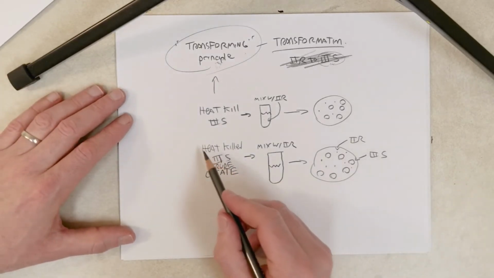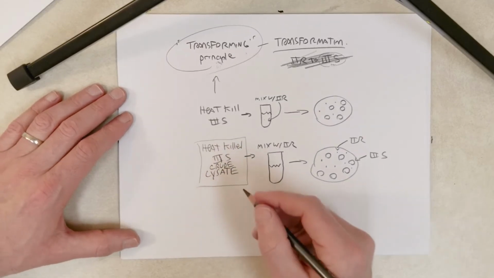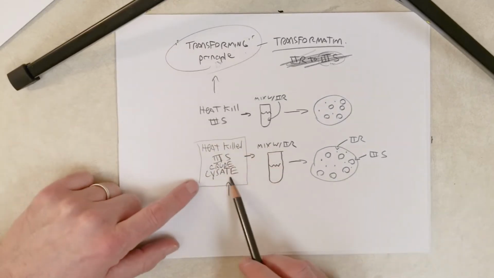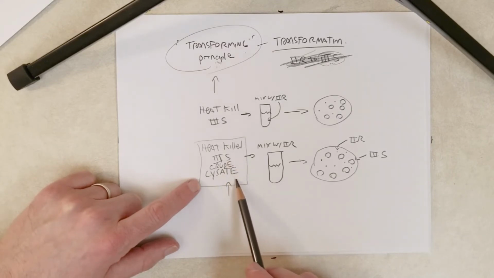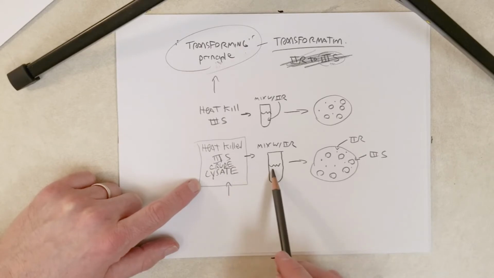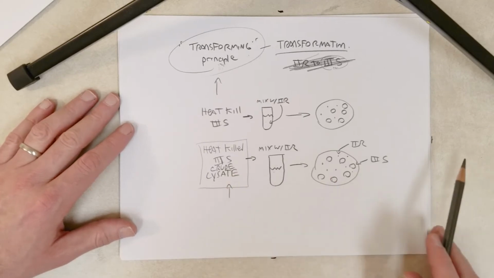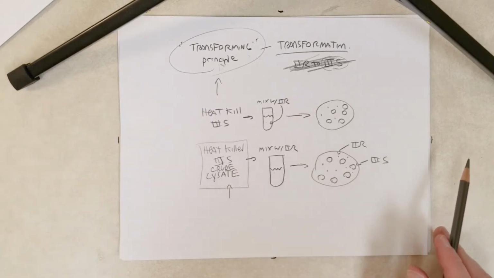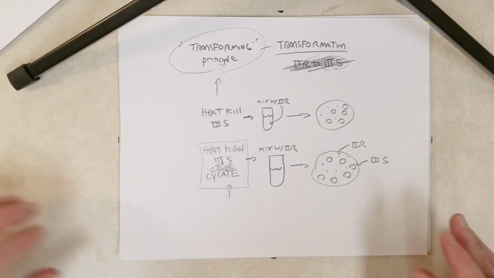So with this experiment, we know that the transforming principle is in here. Essentially, it's just looking at all the components inside the heat-killed 3S crude lysate and finding out which one is responsible for transformation. And then you'll have your key, your molecule that carries genetic information. Is it protein? Is it DNA? Is it RNA? Is it cell walls? Scientists didn't know back then.